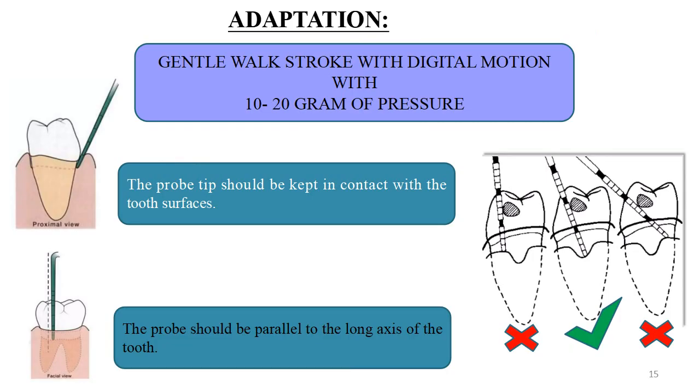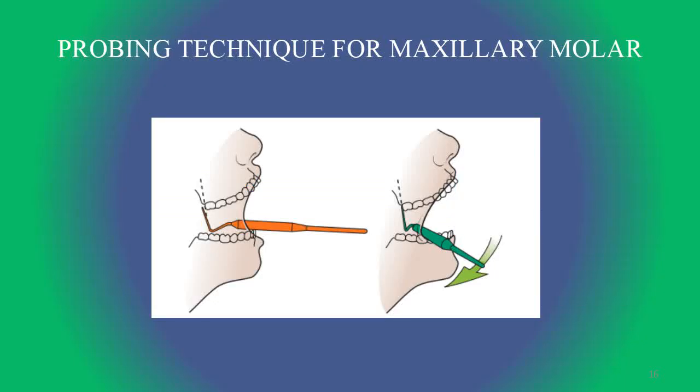Adaptation: gentle walking stroke with digital motion with 10 to 20 grams of pressure. The probe tip should be kept in contact with the tooth surface. The probe should be parallel to the long axis of the tooth. Probing technique for the maxillary molar.